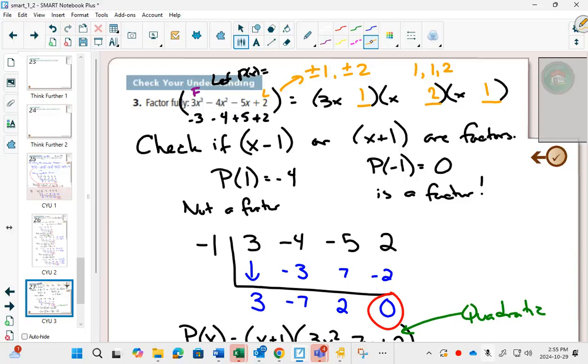All right, questions for practice on this one: 5, 9, 10b, and 11.